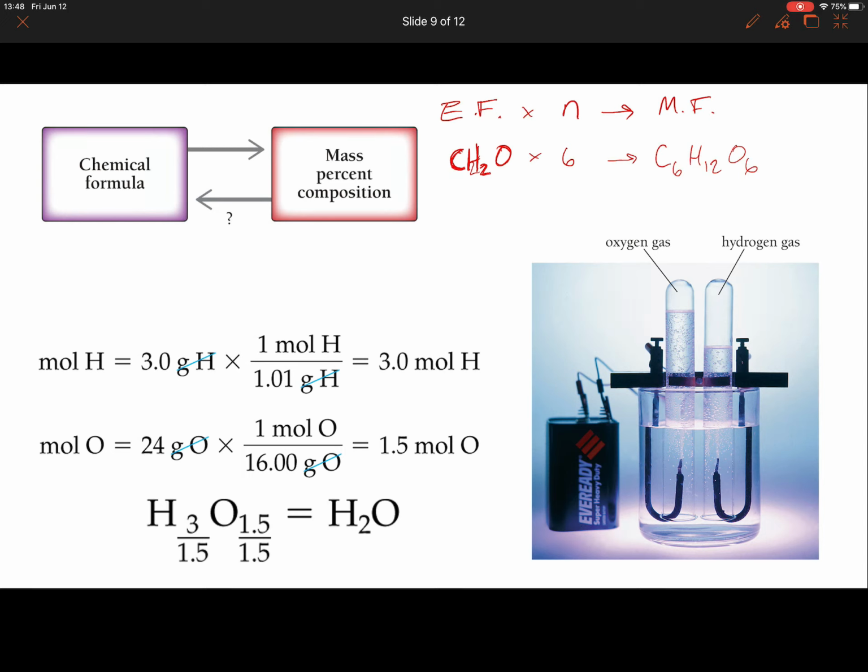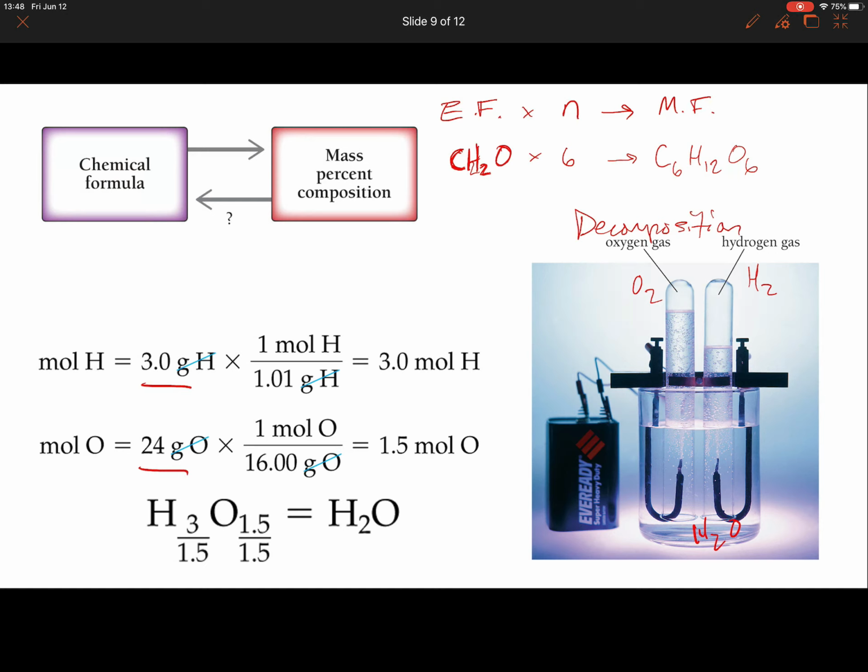So one of the first experiments that we can use to get chemical formulas is called decomposition. And this is an electrolysis experiment where they're using electricity to actually split the H2O molecule into separate O2 and H2 gas. We can decompose a sample of water in the lab and find that it produces 3 grams of hydrogen and 24 grams of oxygen. So how would we use the 3 grams of hydrogen information and 24 grams of oxygen information to get the empirical formula? Well, the first thing we would do is we would divide them by their molar masses.